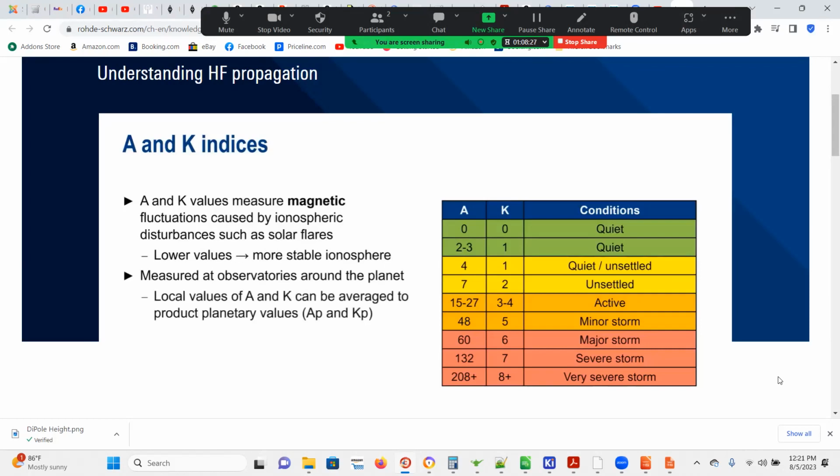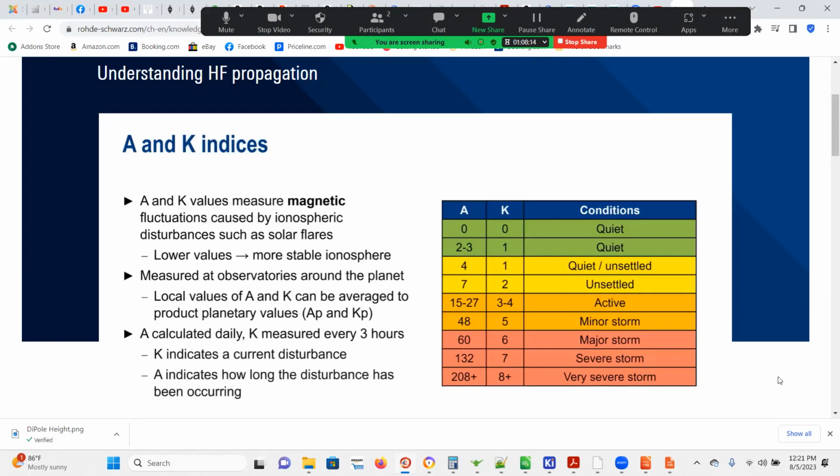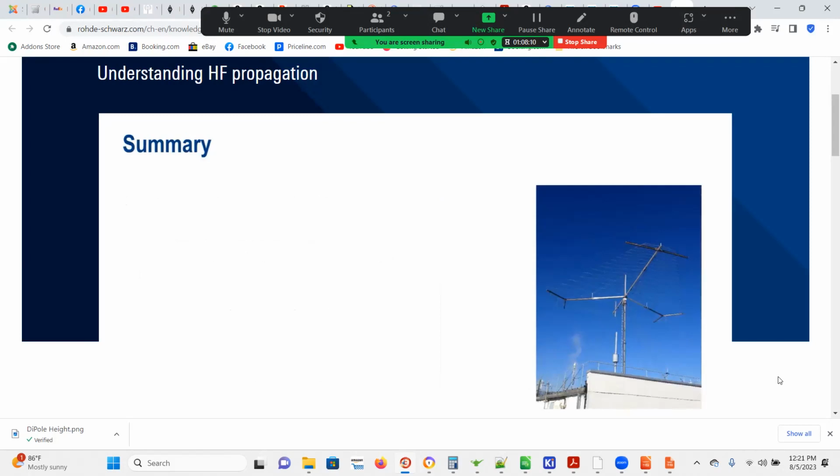values. One of the biggest differences between these two indices is that A is calculated daily, whereas K is measured every 3 hours. Higher values of K indicate a current or ongoing geomagnetic event, whereas A is useful in knowing how long this disturbance has been occurring. Let's summarize what we've learned.